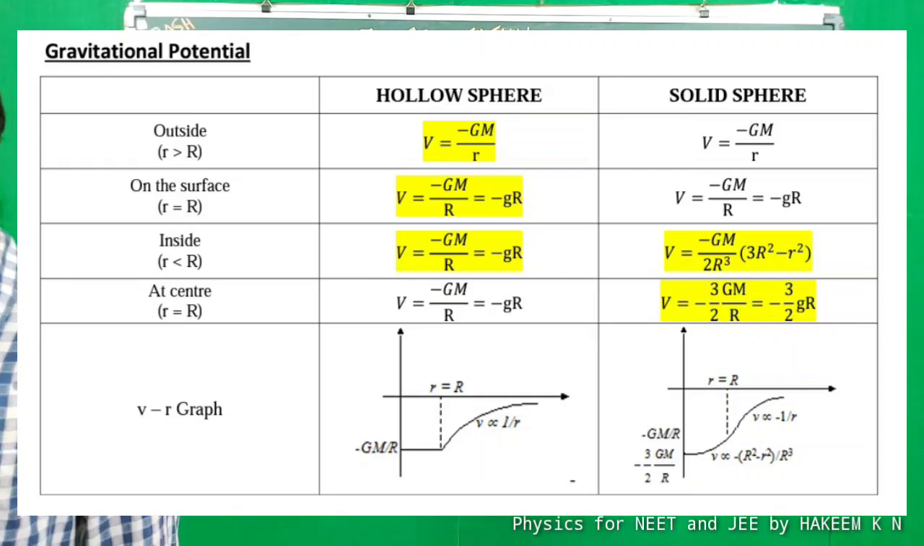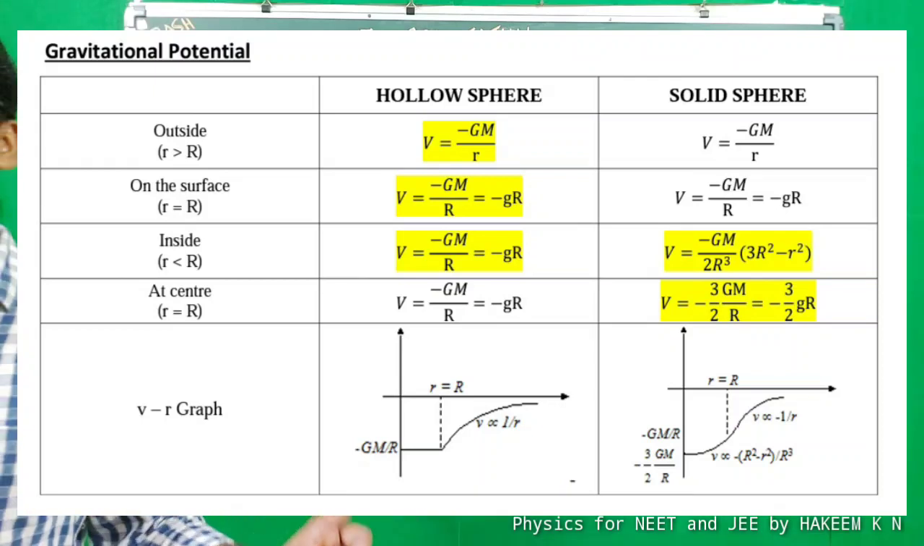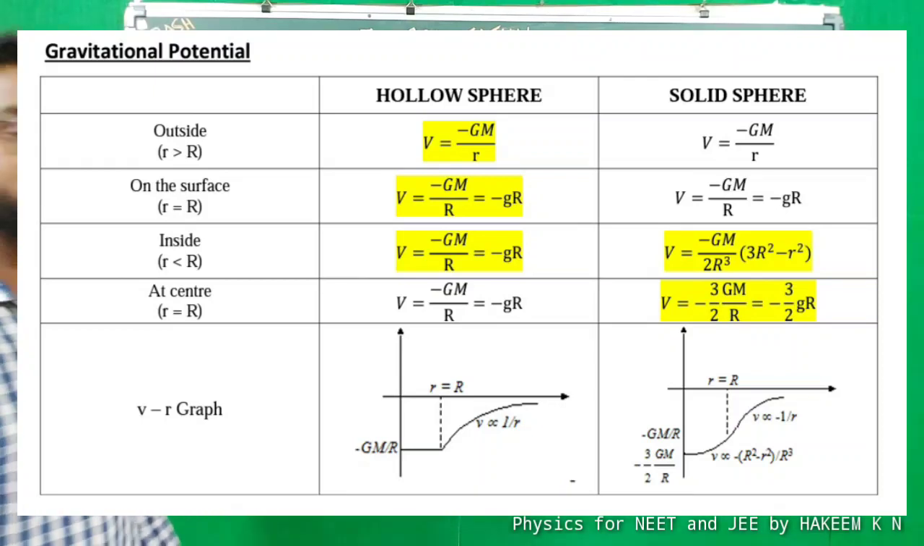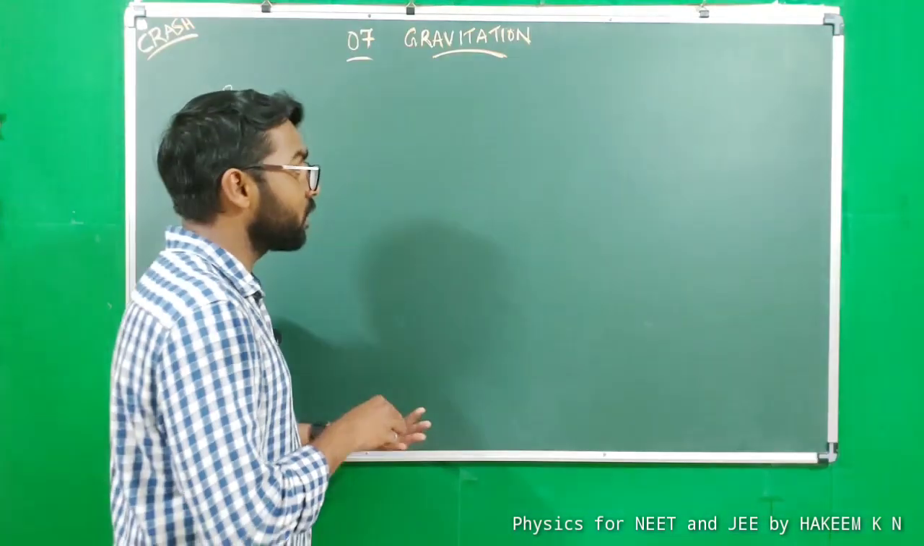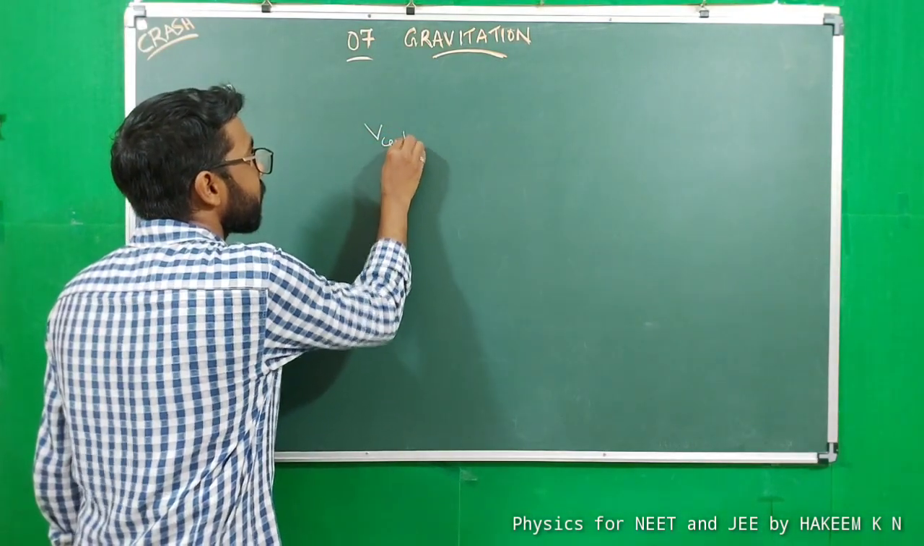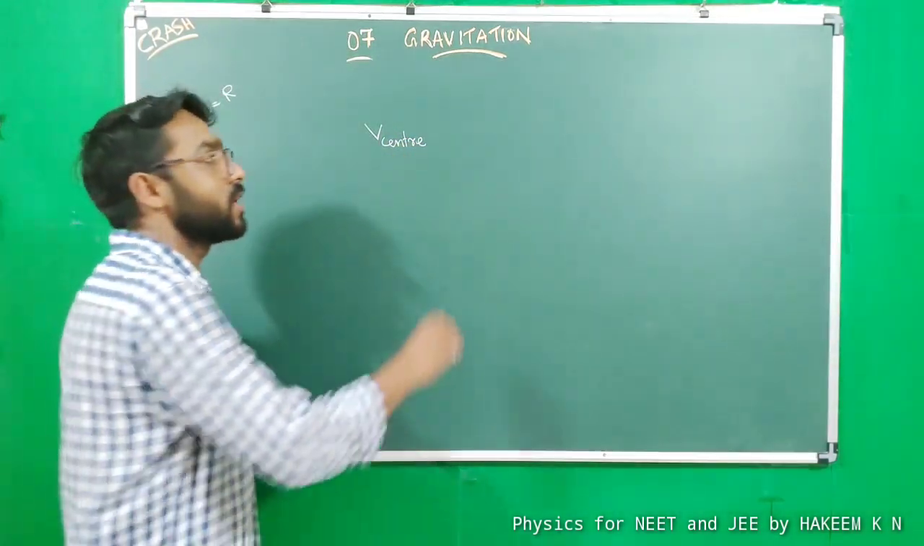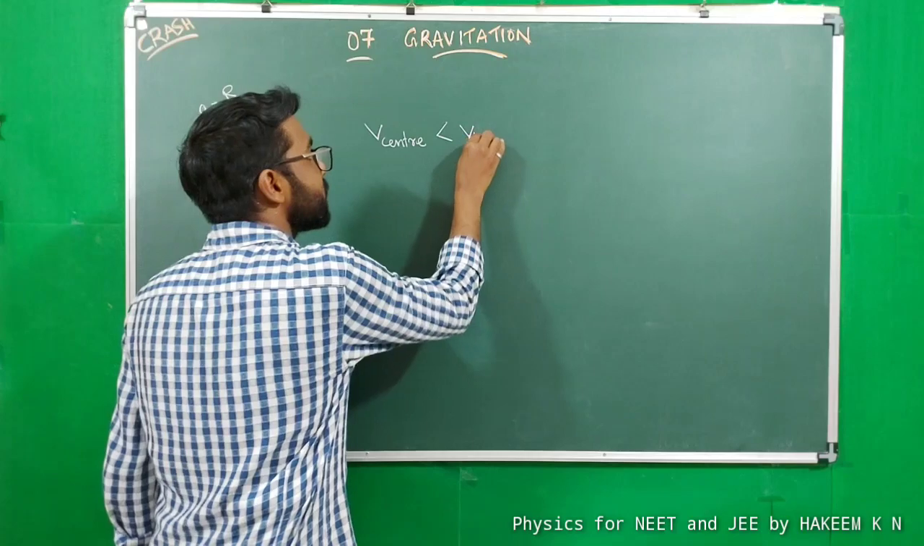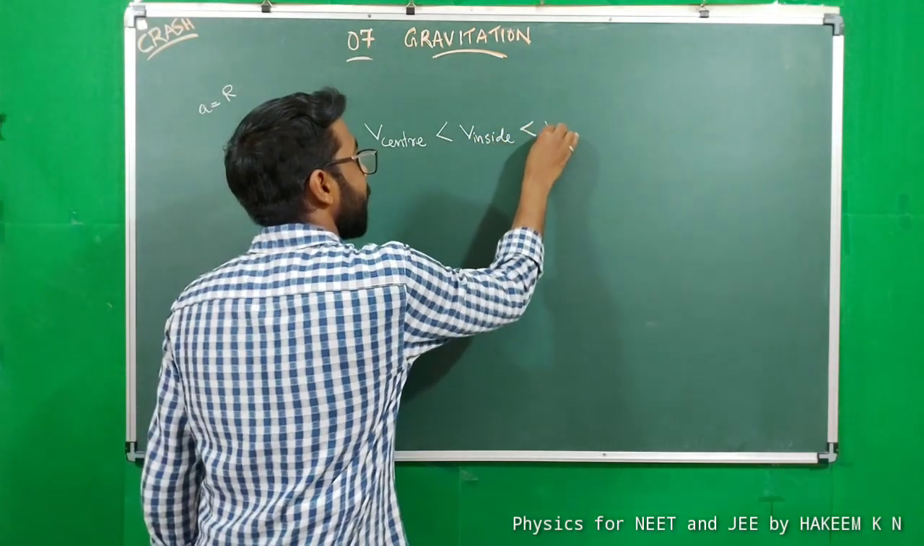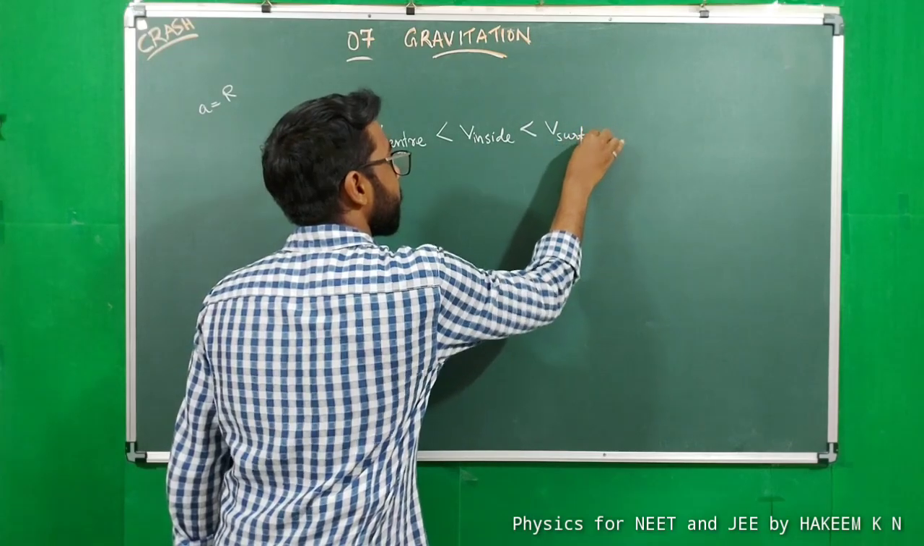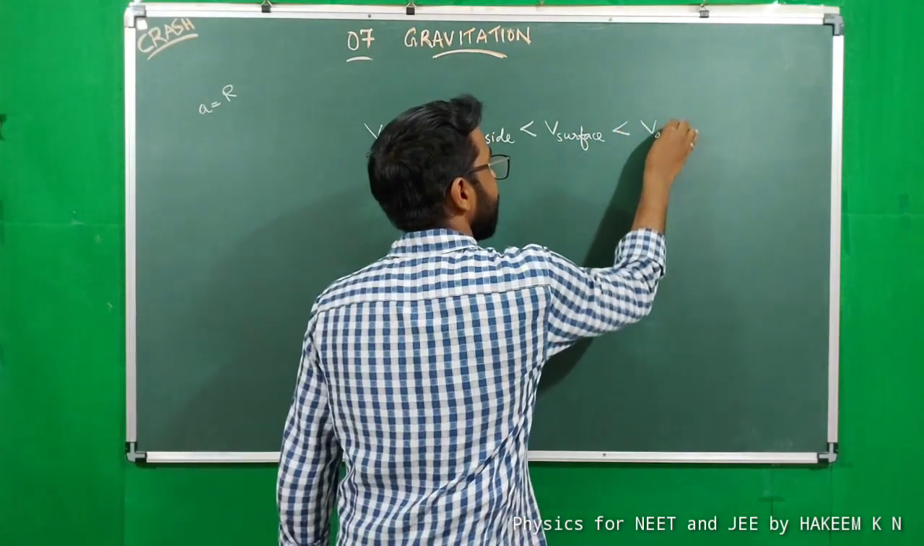At the center it is minus 3 by 2 GM by R, and its magnitude decreases to minus GM by R as it reaches the surface, small r equal to capital R. Then again its magnitude decreases hyperbolically because it is proportional to 1 by r. Here, once more think: gravitational potential at the center is less than V inside, less than V surface, less than V outside.